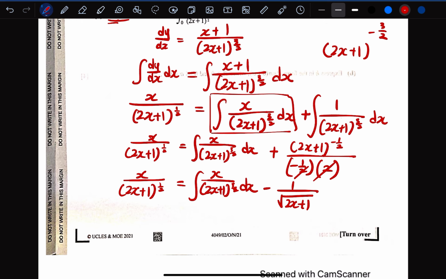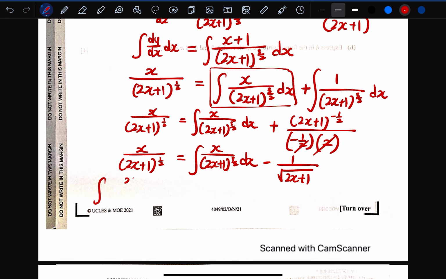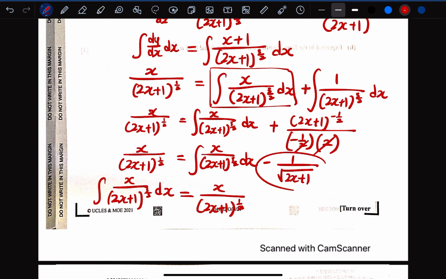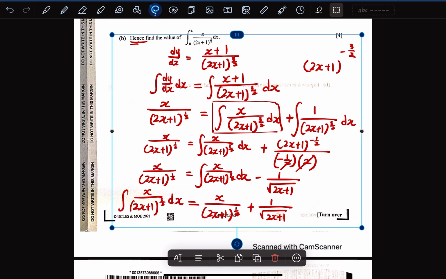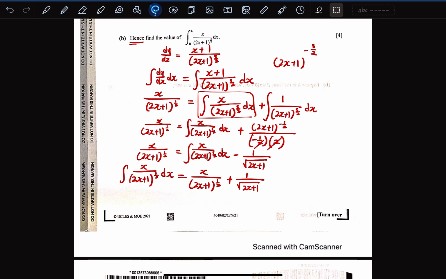Once I have this, I'm going to rearrange my terms, meaning to say I'm going to bring this over to the left hand side. And I'm going to rearrange it a bit, right? Making this the subject. So it becomes integral of x over (2x + 1) to the power of 3 over 2 dx is equal to this term, right? x over (2x + 1) to the power of half. And I'm moving this over, so from the minus, it becomes plus 1 over root of 2x + 1. Okay, I'm going to make this a bit smaller because I need a bit of space. Right, so I'm going to make it look like this.